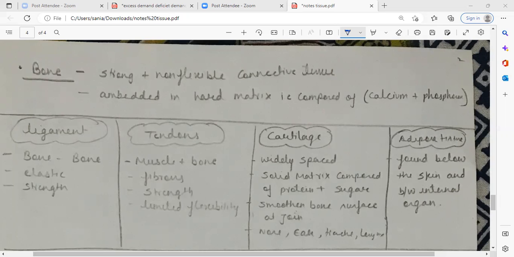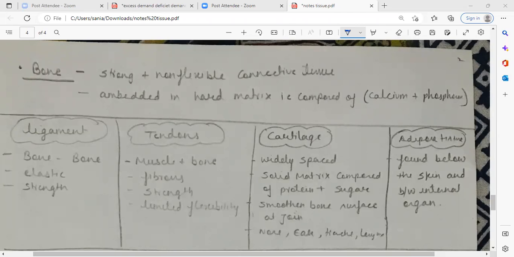So your other one is adipose tissue. Ma'am, what is adipose tissue basically? Adipose tissue is found below the skin and between internal organs. Clear? So these are the different types of connective tissue: ligament, tendons, cartilage, and adipose. Clear?